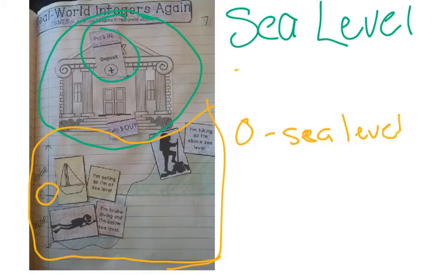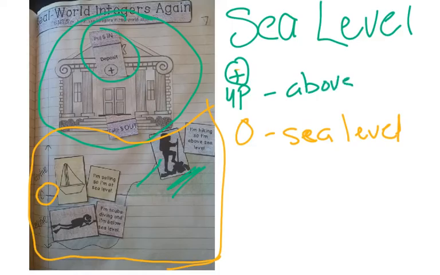Okay. Then you see this hiker guy, right? He's going up a hill. So he is increasing, right? He's walking up a hill. So he is going up. That's what we call above sea level, and that's positive. So anything positive is called above sea level.